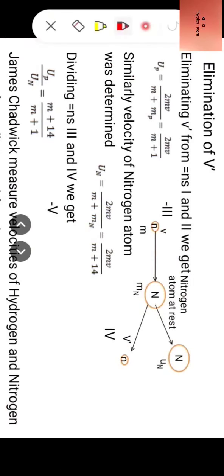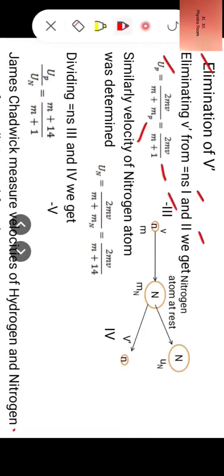Now, elimination of v dash. Eliminating v dash from equations 1 and 2, we get up is equal to 2mv divided by m plus mp, and substituting the value of mp as 1 unit, we get up is equal to 2mv divided by m plus 1, because mp has mass equal to 1 unit. So we replace mp by 1. Let us mark it as equation 3.